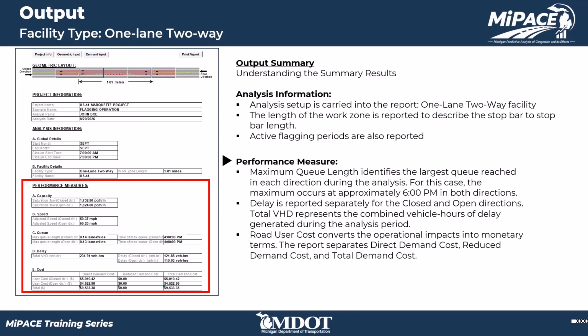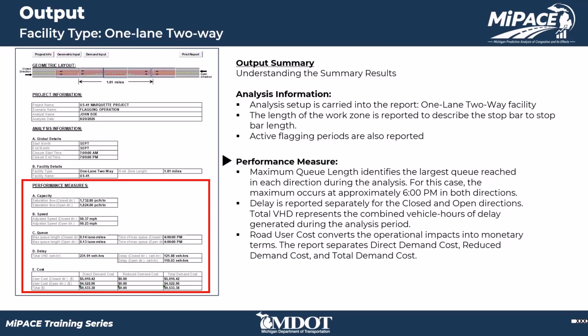The capacity section reports the saturation flow for each direction. This represents the directional discharge rate used when traffic is released through the one-lane section. The speed section reports the adjusted operating speed for the closed and open direction. The queue section reports the maximum queue length and the time of maximum queue separated by direction.